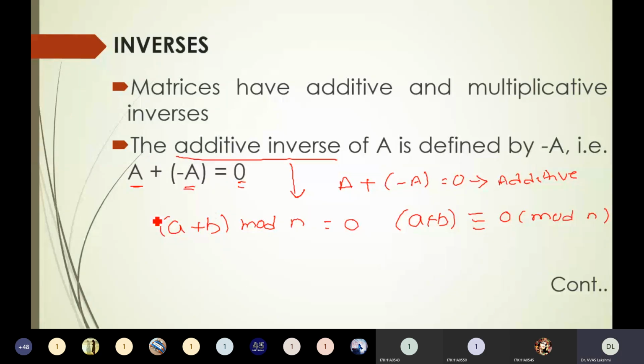In case of sets, this is the formula for inverses. In case of matrices, this is the formula. Whenever A minus A is equal to 0, that is the additive inverse.